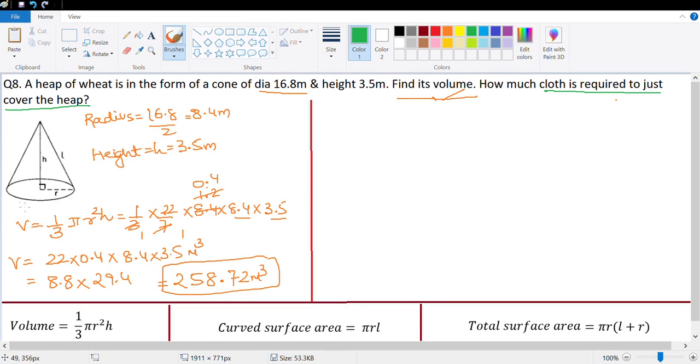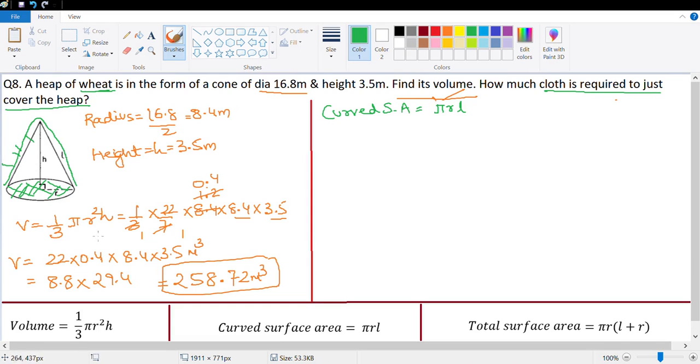Since this is a heap of wheat, it is kept somewhere. You would not be covering the base. You would be covering only the curved surface area. Only this area. You would not cover the base. So curved surface area is given by the formula pi RL.